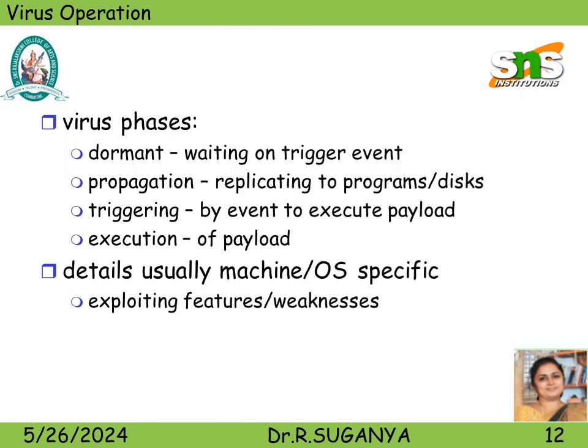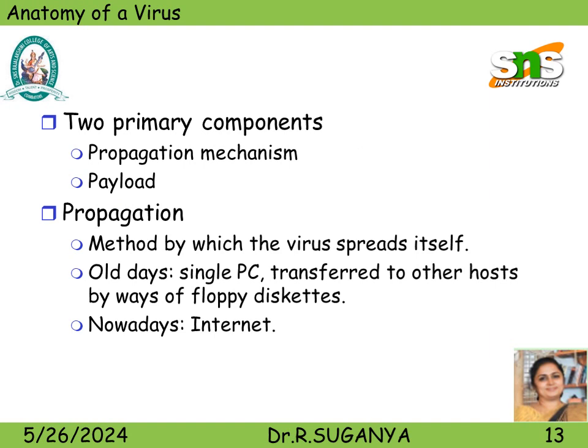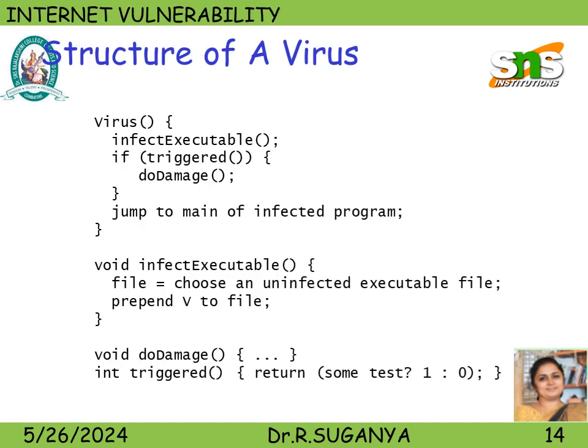Virus phases: dormant, waiting on a trigger event. Propagation, replicating to programs or disks. Triggering by an event to execute the payload. Execution of the payload, with details usually machine or OS specific, exploiting features or weaknesses. There are two primary components: the propagation mechanism and the payload. Propagation is the method by which the virus spreads itself. In the old days, it moved from a single PC to another host by way of floppy diskettes. Nowadays, it spreads via the internet.